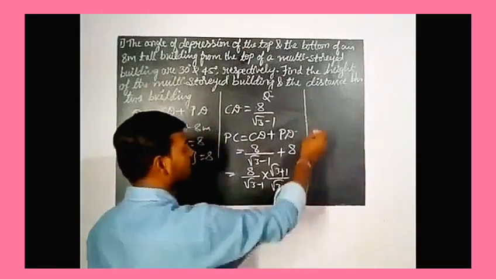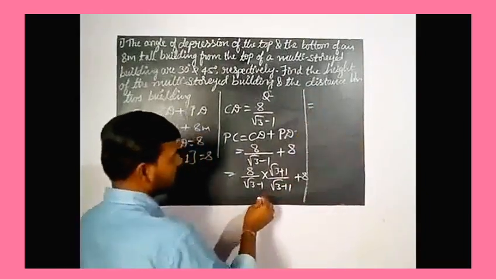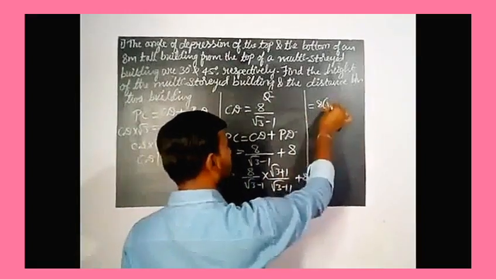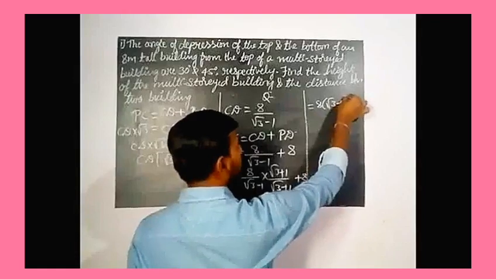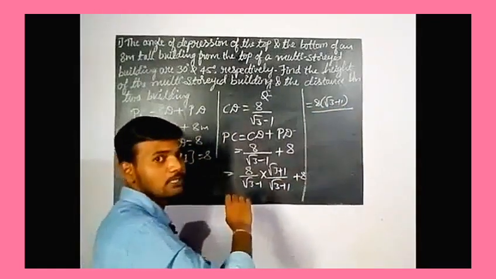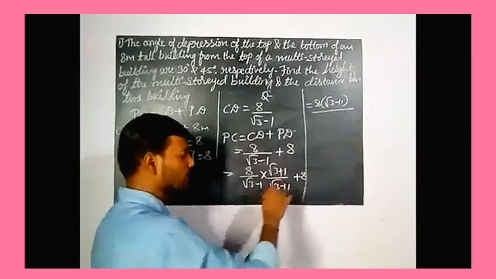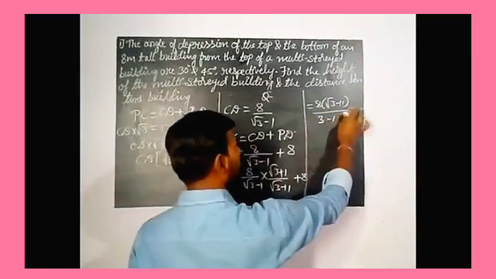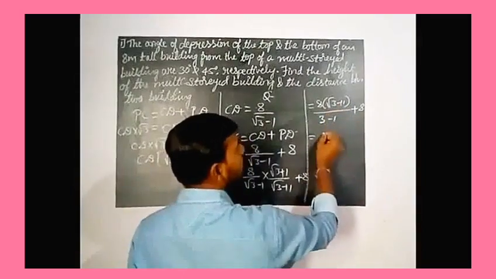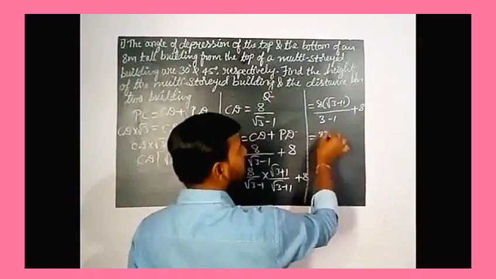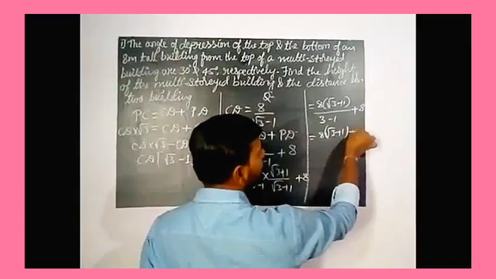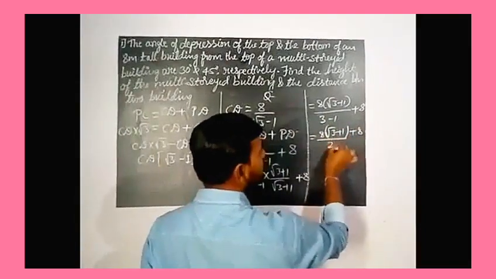Then if we simplify it, we are getting 8 into root 3 plus 1, and here root 3 minus 1 into root 3 plus 1. It is of the form a square minus b square. Then we are getting 3 minus 1, plus 8. Next, here we are getting 8 root 3 plus 1 divided by 2, plus 8.